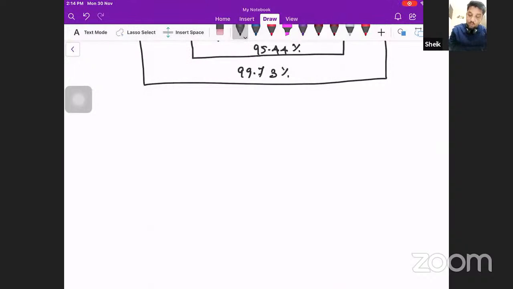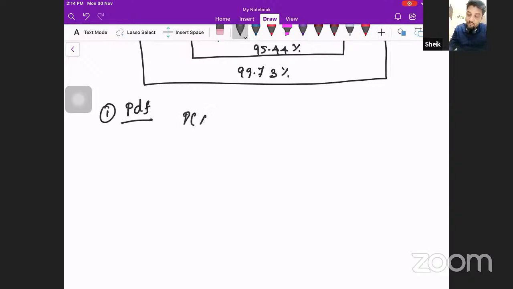Probability density function of a normal distribution. These are very, very important points, my dear. So please don't ignore. If luck favors, this will be asked directly in the exam. Okay. PDF. What is PDF?